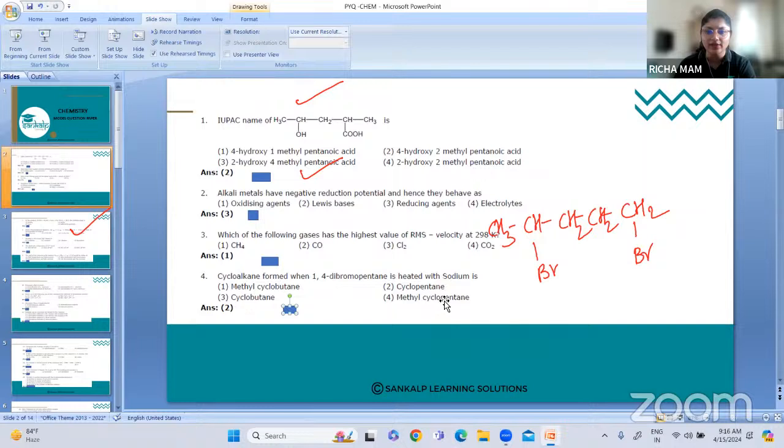1,4-dibromopentane. No, just a second. We will solve it out. Cycloalkane formed when 1,4-dibromopentane is heated with sodium is. So let us see first.